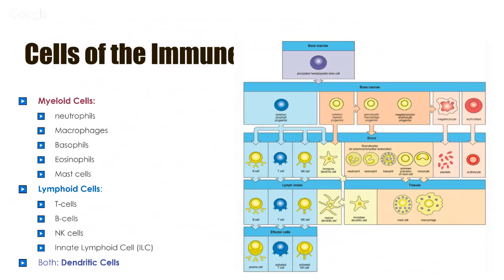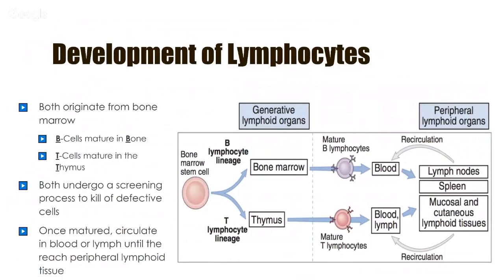So for the development of your lymphocytes, you broadly have your B lymphocytes and your T lymphocytes. And a really easy way to remember this is that your B lymphocytes mature in the bone, so B for B, and your T lymphocytes mature in the thymus, which is a gland near the heart. So T for T, B for B. It's a really easy way to remember it.